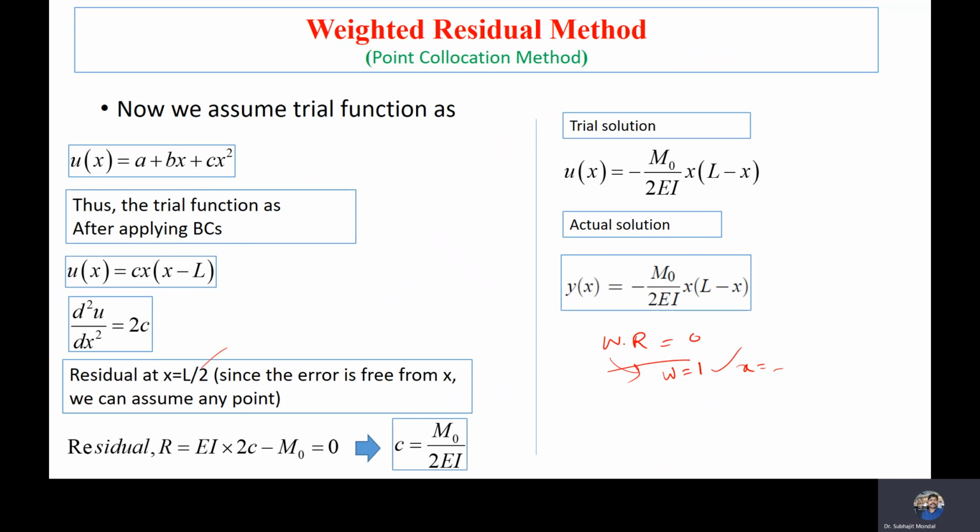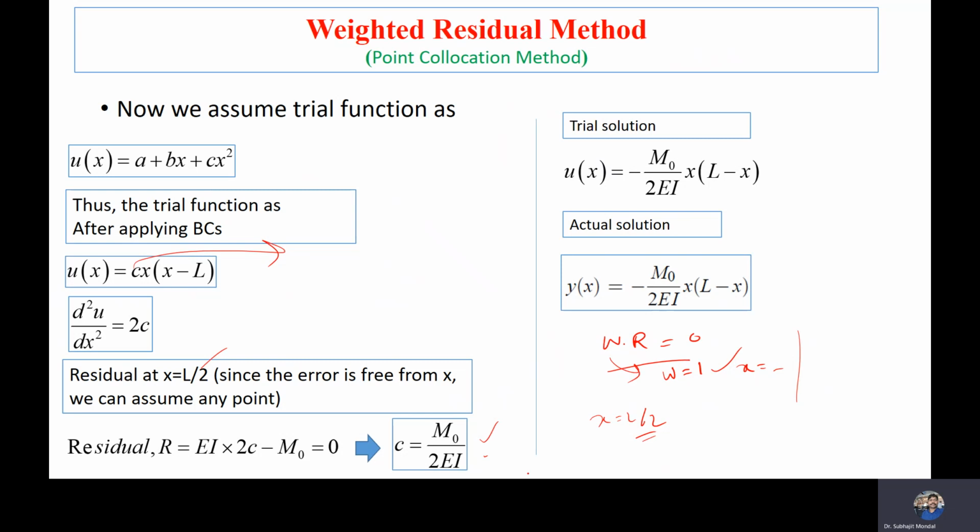Which point we should choose depends on the number of unknown variables in the trial solution. If we have more unknown variables in the trial solution, we have to choose the same number of collocation points and make the error 0 at those points, and we will have that many equations to solve. Here we are choosing only one point, x equal to L by 2, and if we put the value in, we find that the unknown C is equal to M0 by 2EI.